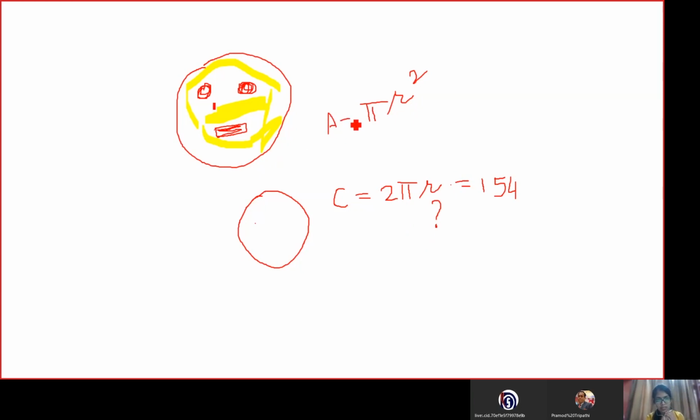Is that understood? So we were given the circumference of the circle as 154 and we were asked the radius. So you used the simple formula of circumference to find out the radius, and then you have substituted the value of the radius to find out the area.